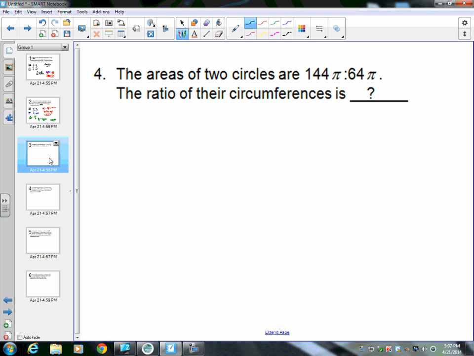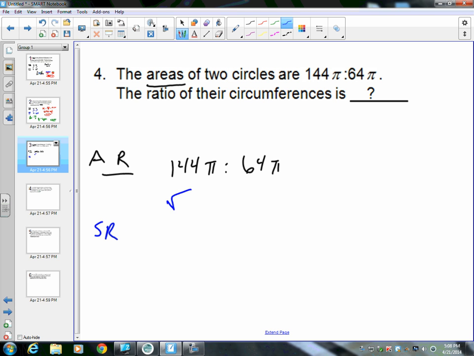Okay, so what we're going to do is go ahead and write a ratio first of what's given to us. It's telling us our areas, so we're going to write a ratio of our areas, or our area ratio, and we get 144 pi to 64 pi, and that's what's given to us. It says to turn it into a ratio of their circumferences. Well, before I do that, I want to change this into the similarity ratio. To go from similarity ratio to area ratio like we did before, you squared each number. To go backwards, you're going to square root each number.